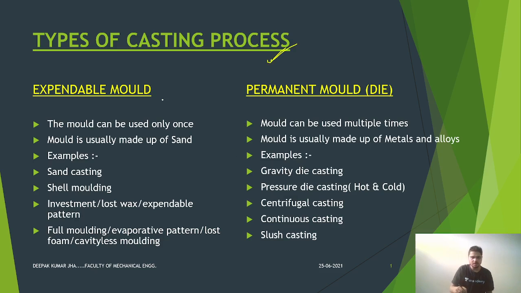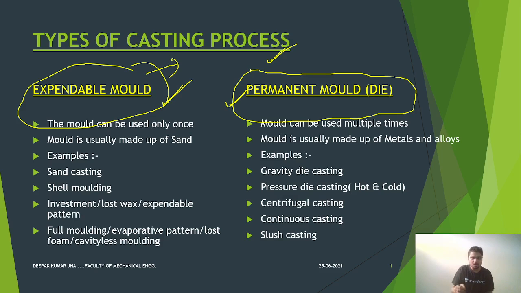So today in this class, what we had discussed in the theory part is types of casting processes. There are two classes of casting processes. One is expendable mold, that is, the mold can be used only once because it is usually damaged or the properties of the mold are lost by the heat of the molten metal. And second is permanent mold, whereby the mold can be used again and again until the properties of the mold are lost. So basically the mold is used to produce more than one casting, that is known as permanent mold, and that permanent mold can be made of either metal or an alloy, which is usually known as die.